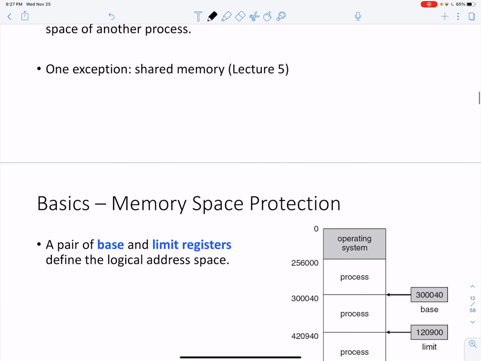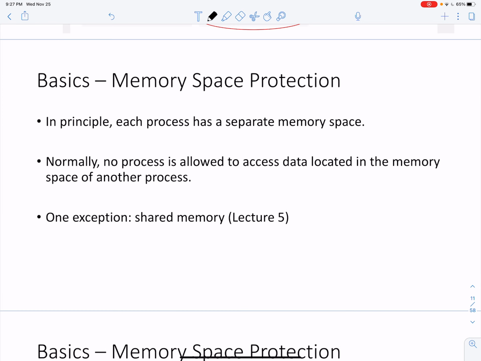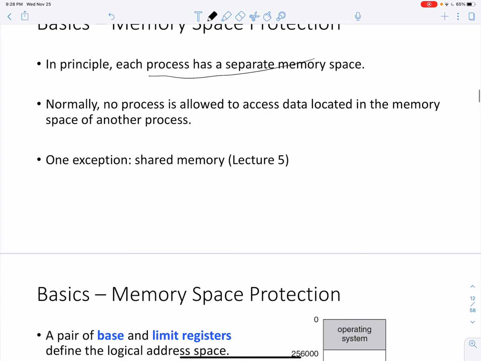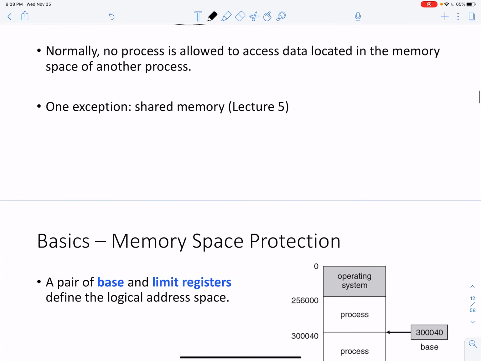Next, as we learned before, each process has its own space in memory, which we call the process memory space. Usually, different processes do not have any overlap in their memory space. This is pretty much like two houses normally not sharing any land. But there is one exception, that is shared memory, which we talked about in lecture 5.